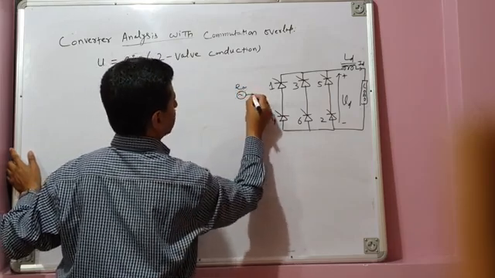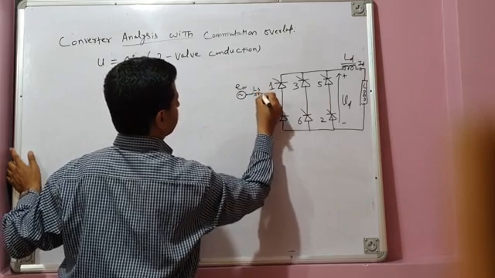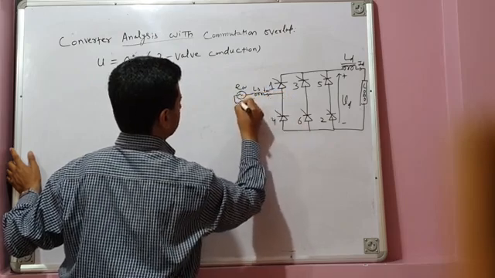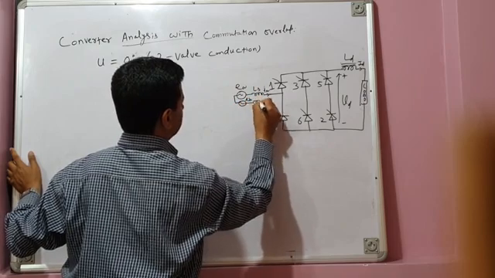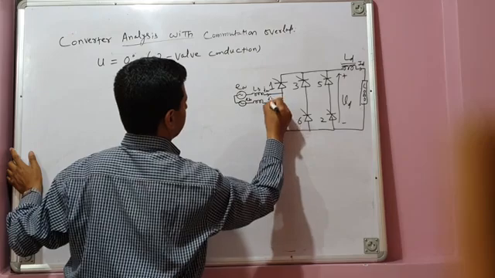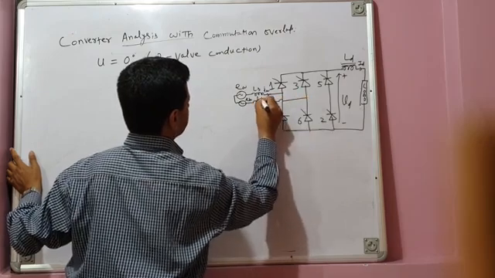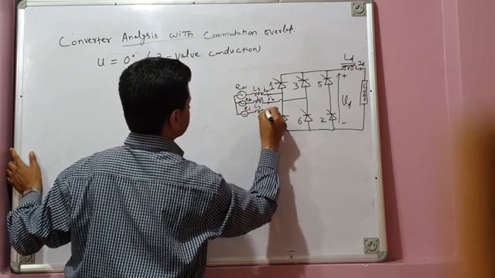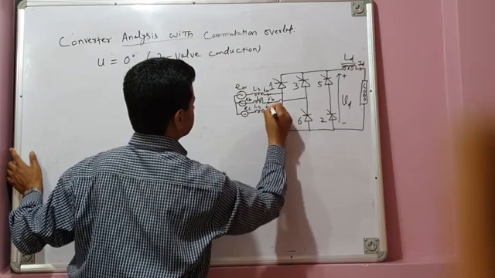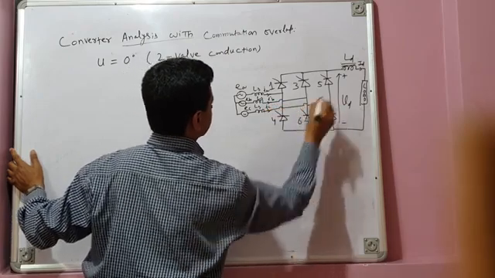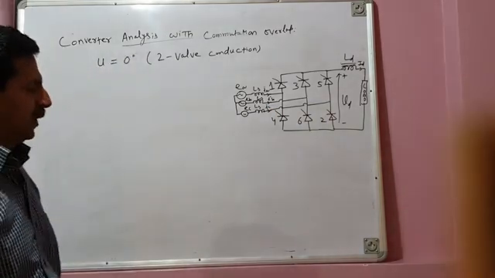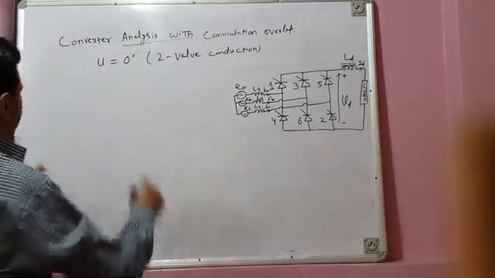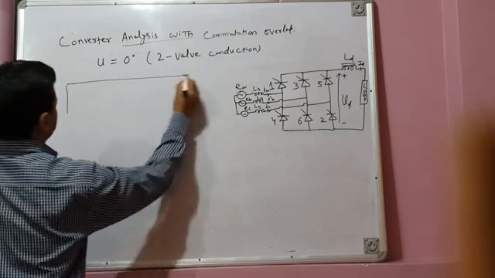And this is our phase or line to neutral voltage EA. This is source inductance LS, and this is line current IA. Similarly, this is phase voltage EB, and this is line current IB. This is LS, and this is phase voltage EC. Again, this is source inductance LS. Same inductance in all the three phases. This is line current IC. So this is the power circuit diagram of our three-phase 6-pulse converter. Now for U equal to 0 degree, we get two-valve conduction. Two-valve conduction can be shown by means of this diagram.